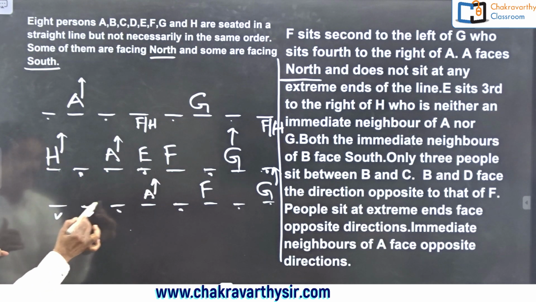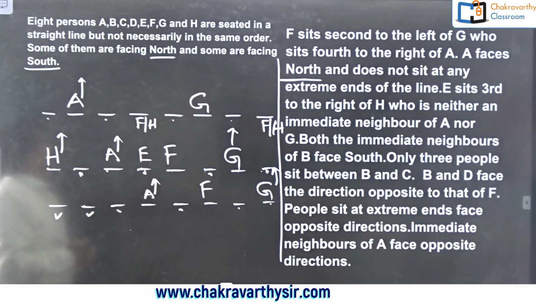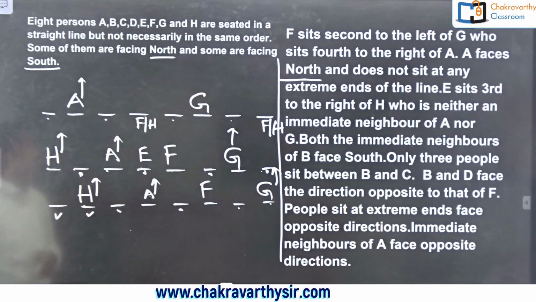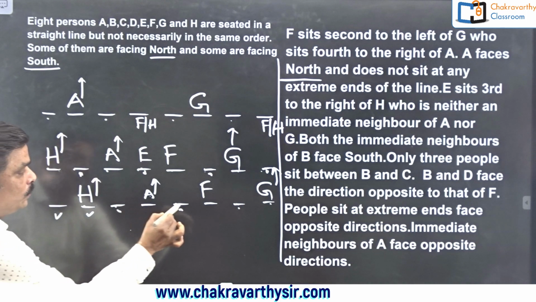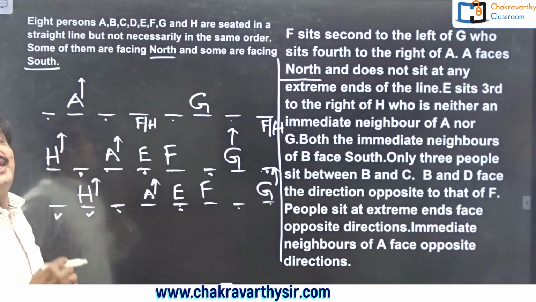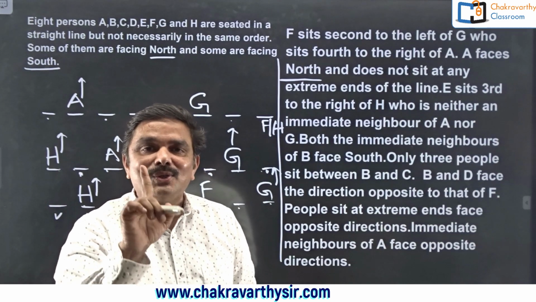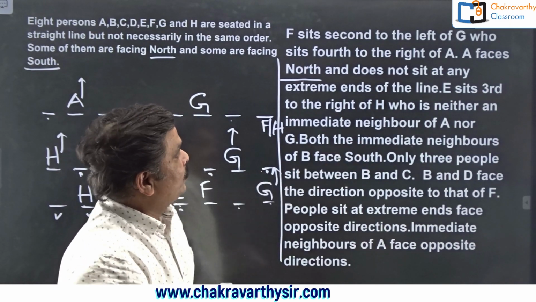So third, first, second, third already occupied by A. So for that reason, I must keep H here, that to north. Now 1, 2, 3, it should be given to E. This is the way, students. Actually, you have to do the questions in this way. Alright, now go for the next information here.